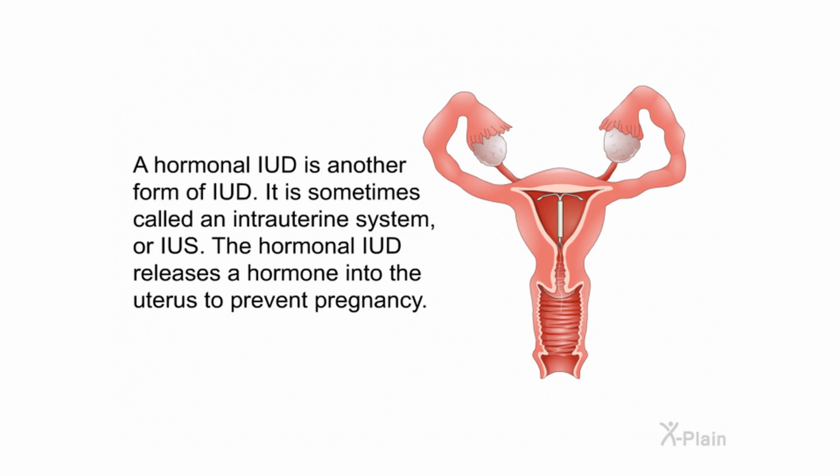A hormonal IUD is another form of IUD. It is sometimes called an intrauterine system, or IUS. The hormonal IUD releases a hormone into the uterus to prevent pregnancy.